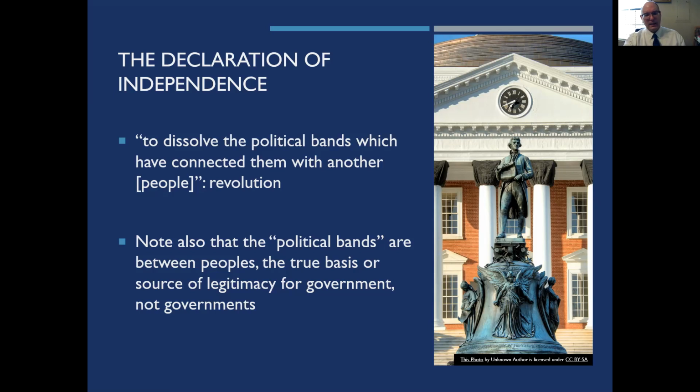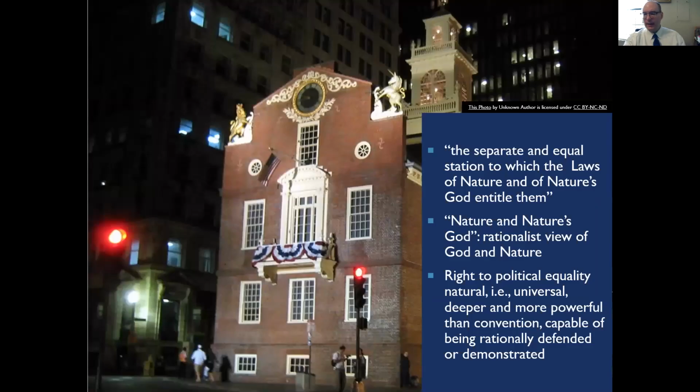And again, some of the ideas are already there. What are the important political bands which need to be dissolved? Not the bands between the American people and the king, but the American people and the British people, who are right now connected by the same government. And they're going to say, we're going to overthrow this government. We're going to break from it. We feel like we need to declare independence and be separated from this government because it's not representing us in the way that it should. It's not doing what a government is supposed to do. And the rest of the document explains what that is and what that means, okay?